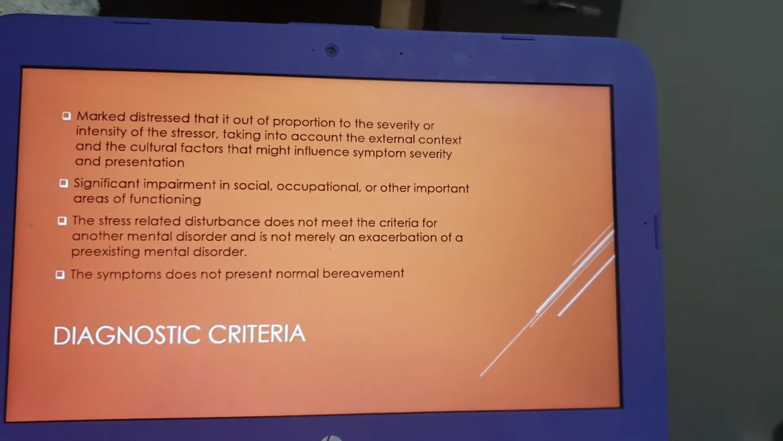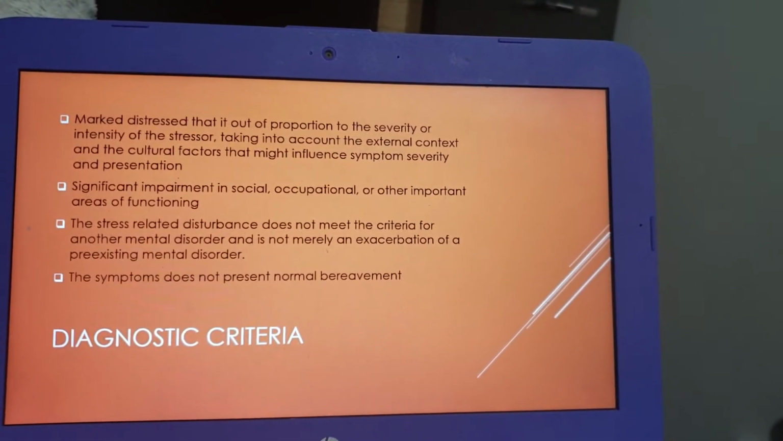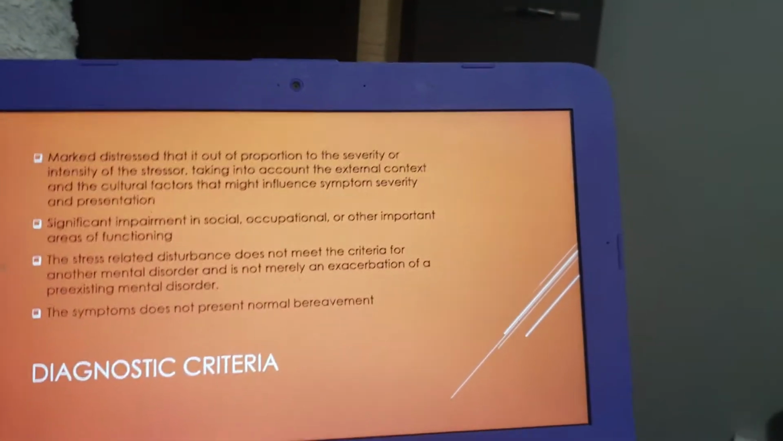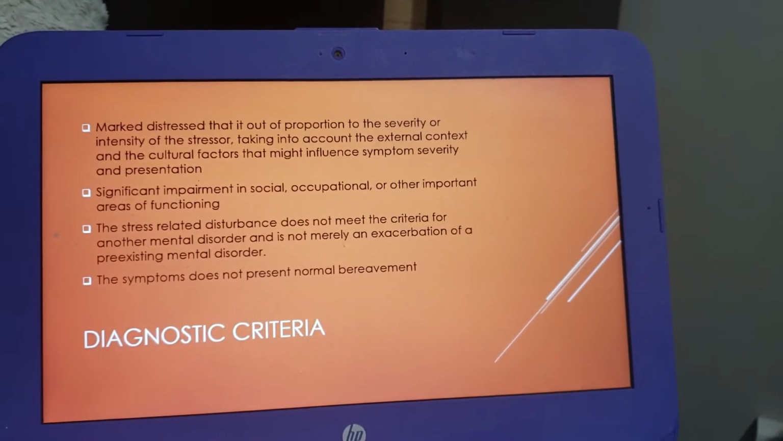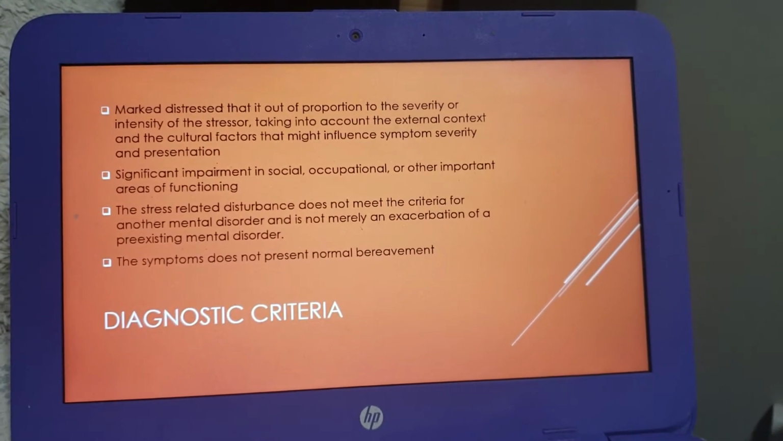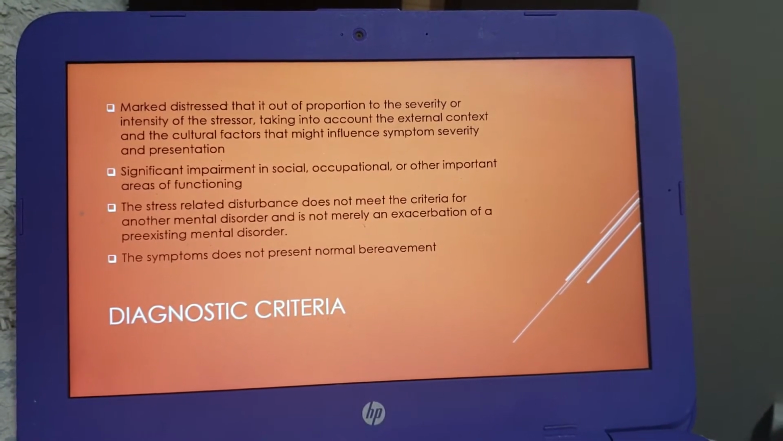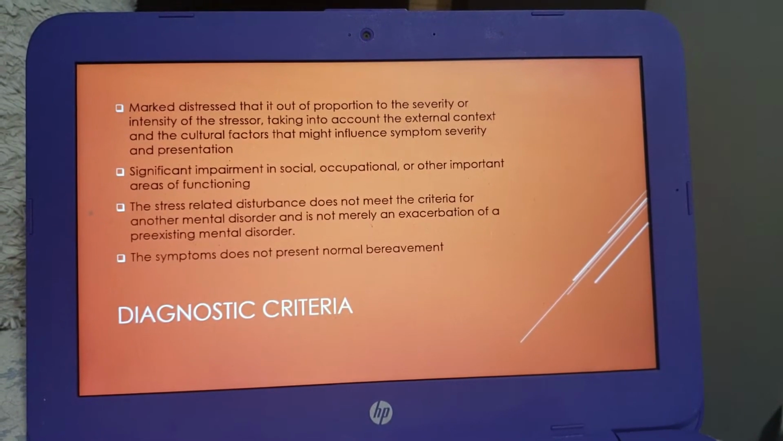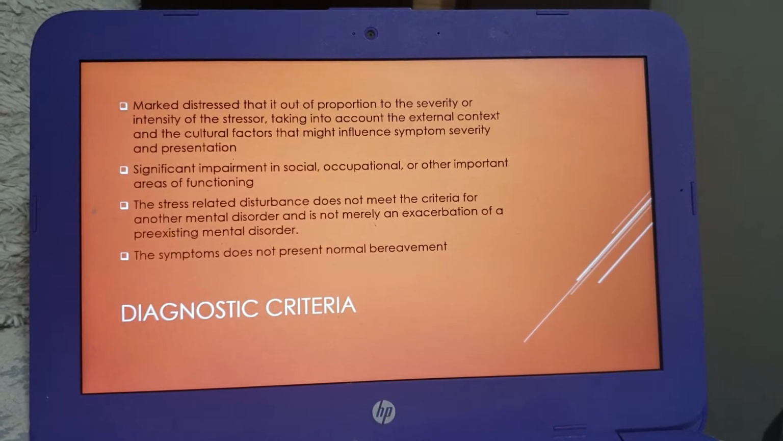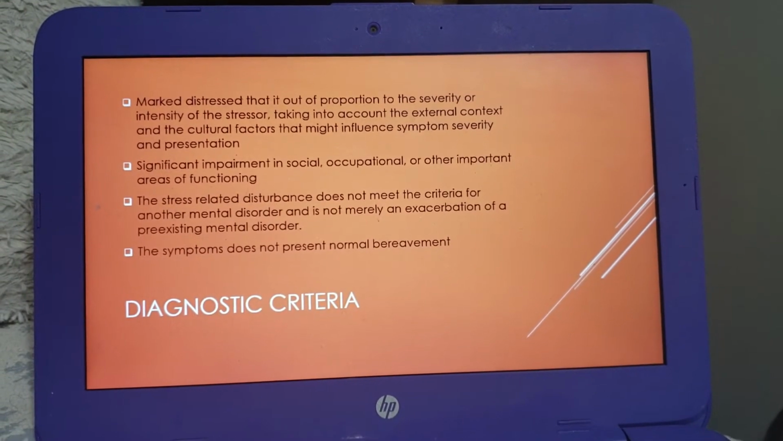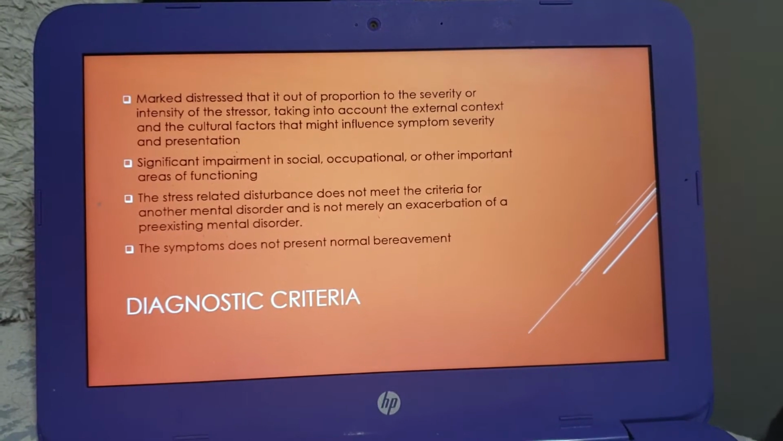What that basically means is that you can deal with something significant, as in losing a loved one to incarceration, or losing a 90-year-old grandmother who didn't have a sickness, but it was just time for her to go. These things could impact you, but if it doesn't cause a significant impairment in social functioning, then there's no need to diagnose a person with adjustment disorder, especially if they're dealing with it.